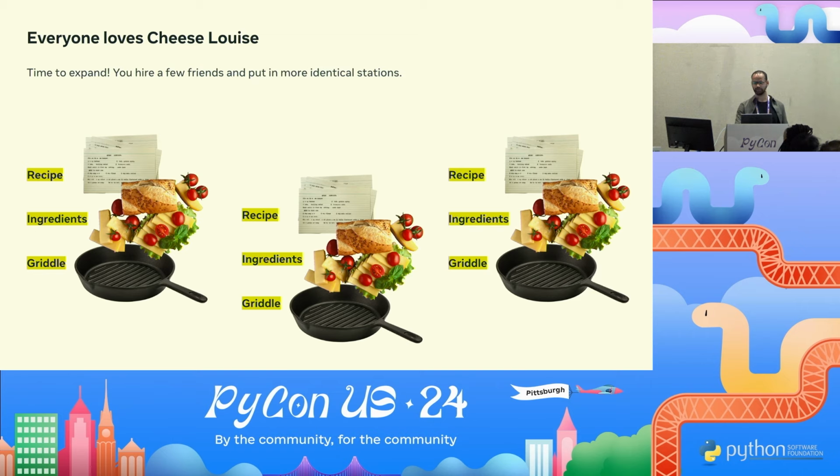But things start to grow, right? Cheese Louise is doing well. It's time to expand. You get more people in the kitchen. And now you're just duplicating this exact same setup for everyone there. It's a small kitchen. Things are getting tight.